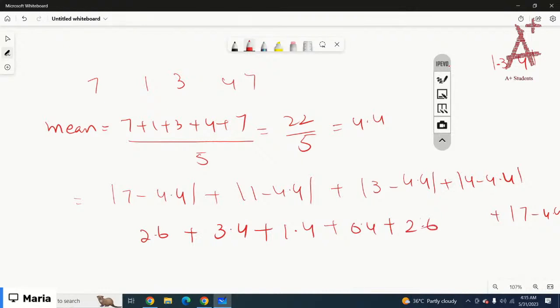That would be 2.6. Now again just add them all and divide by the 7. Got it? It would be 2.6 plus 3.4 plus 1.4 plus 0.4 plus 2.6. It would be 10.4, and 10.4 divided by 7 is 1.4. Now that means the mean absolute deviation is 1.4. Got it? So the correct option is 1.4.